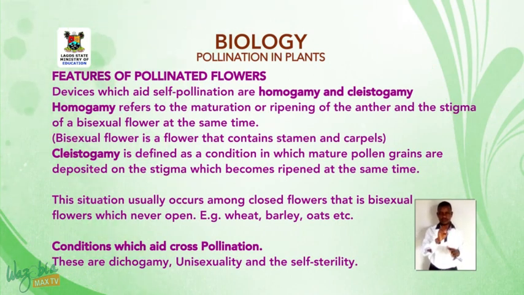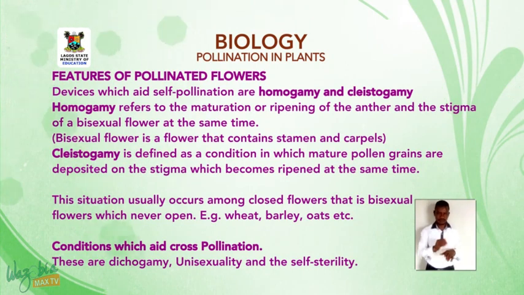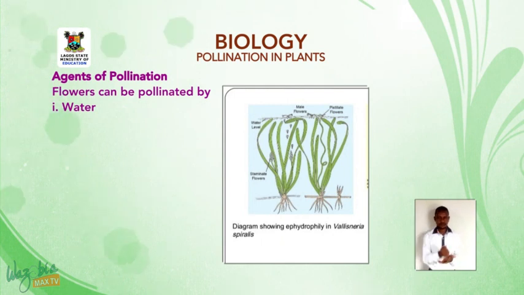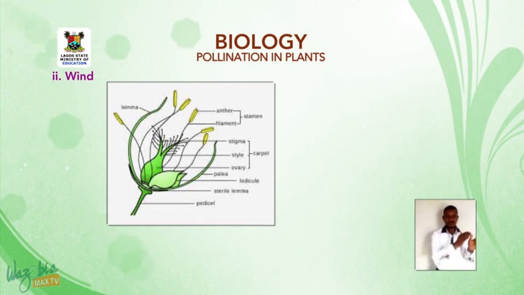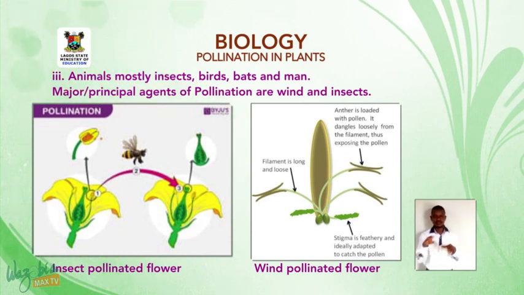Conditions which aid cross-pollination. Here we have dichogamy, unisexuality, and self-sterility. Now, let us look at the agents of pollination. Flowers can be pollinated by 1. Water. Look at the picture. 2. Wind. Look at the picture of the flower. 3. Animals, mostly insects, birds, bats, and man.